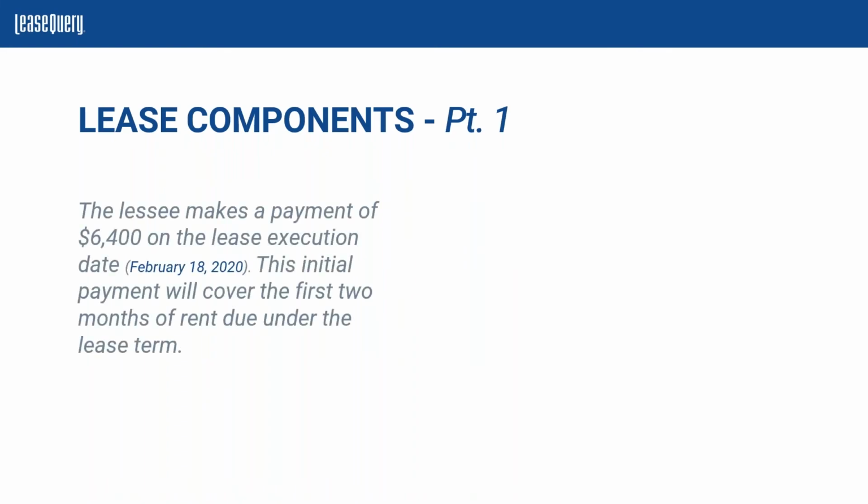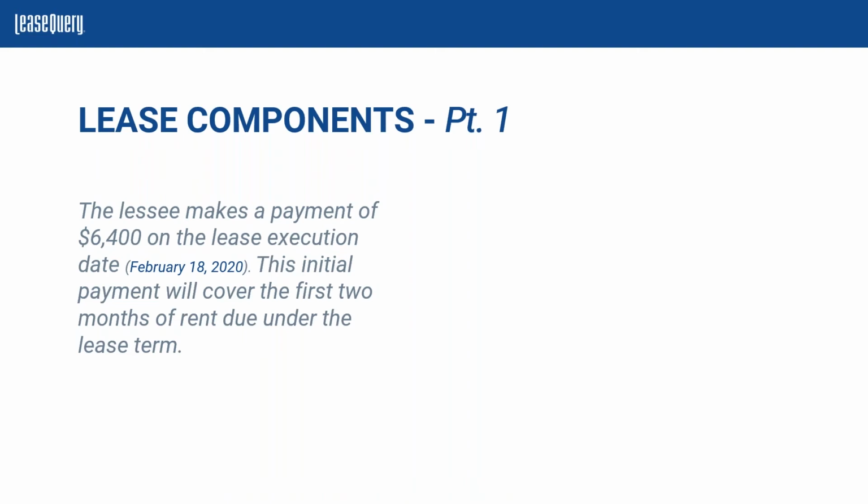So we're going to make an assumption here that the lessee, in our example, of course, the lessee is the school district, is going to be making a payment of $6,400 on the execution date. And if you remember, Amanda went through this a little bit earlier, the lease execution date or the signing date was February 18th of 2020. So when they make this payment, it's stipulated that this initial payment is going to be covering the first 2 months of rent that are due under the actual lease term. So let's decide whether or not this is a component or not.